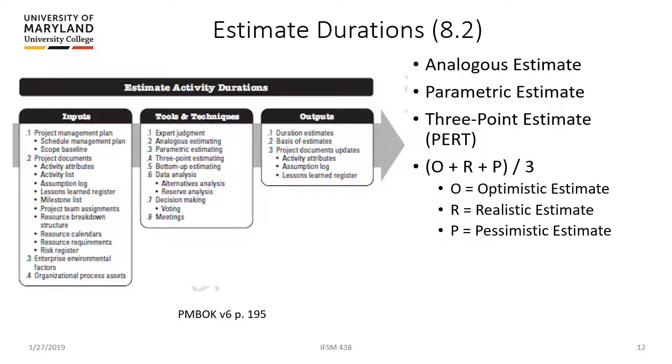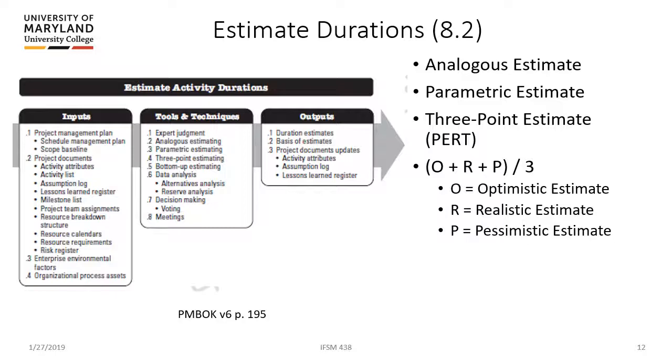Because you don't always have those other estimates to use. And it's basically PERT, which is the Program Evaluation Review Technique. Pretty straightforward. You take an optimistic estimate, you take a realistic estimate, you take a pessimistic estimate, you add them all together and divide by 3. It's kind of just averaging it out.